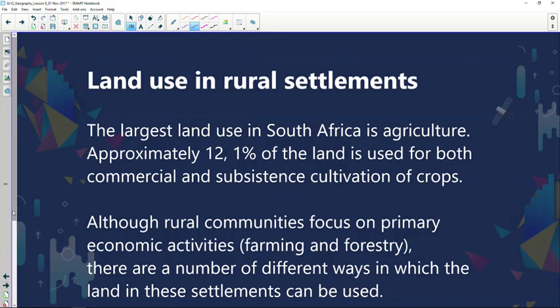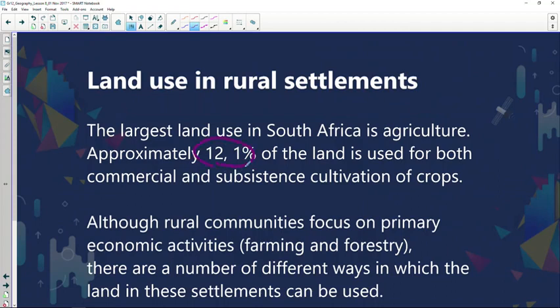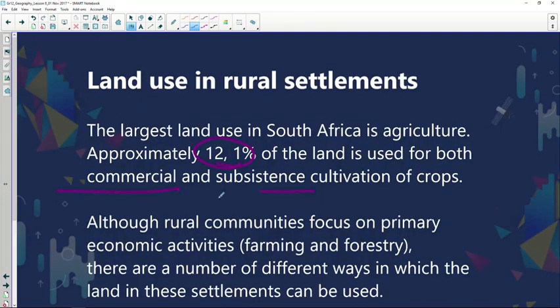Now, if you look at the land use in rural areas, most of the land is used for farming. Agricultural activities use roughly 12.1% of the land. When we farm, there's two types of farming techniques taking place: commercial and subsistence cultivation. Very importantly, when we think of commercial, that's when the farmer farms to make a profit.